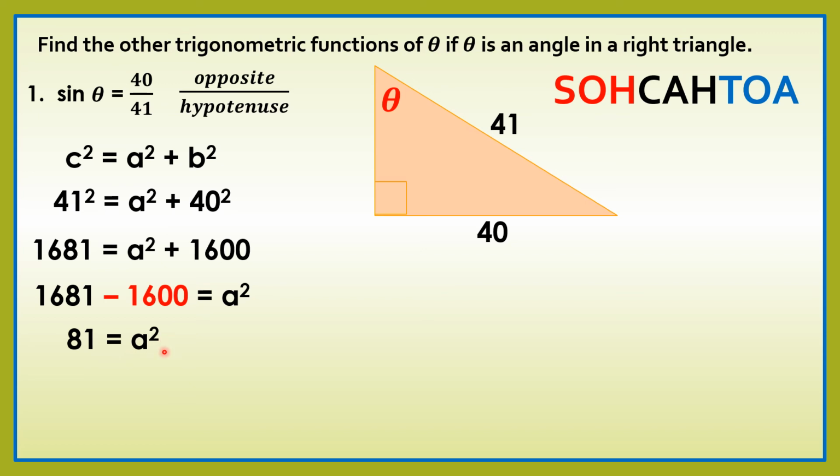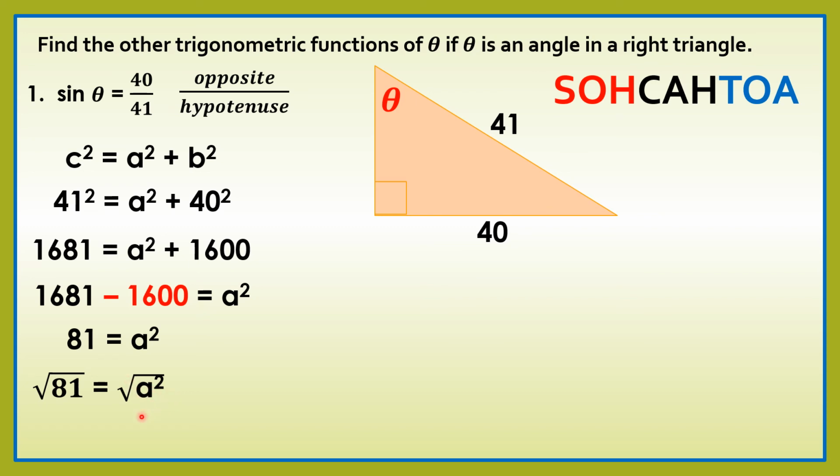So, since we only want the measure of side a, it should not be squared. So, we need to take the square root of both sides to simplify this a squared. So, we will now have the square root of 81 is equal to the square root of a squared. So, our 81 is a perfect square and our a squared is already a perfect square. Because our index here is 2 and our exponent is divisible by our index.